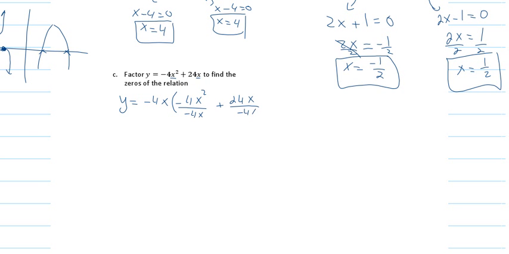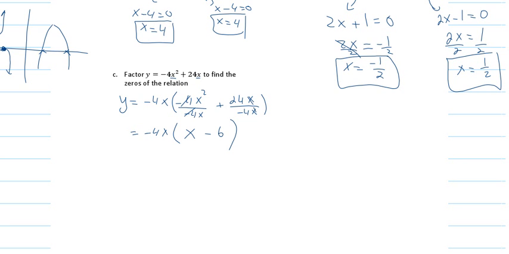So let's see what happens when I divide. When I divide negative 4x squared by negative 4x, what do I get? Just an x, right? Because negative 4 and negative 4 cancel. X squared over x gives me an x. What happens when I divide 24x by negative 4x? Minus 6, that's right. So the x's will cancel.